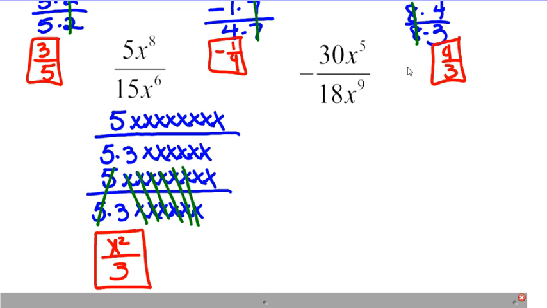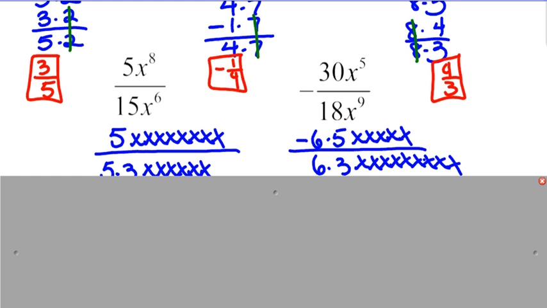Let's try the same idea with this expression. We have -30x to the 5th divided by 18x to the 9th. So again, think about common factors they may have in common, and then what multiplies to 30 and 18. Well, we know that they have a 6 in common, so 30 comes from 6 times 5, and x to the 5th means we have 5 x's being multiplied together. 18 we know comes from 6 times 3, and x to the 9th means we have 9 x's being multiplied together.